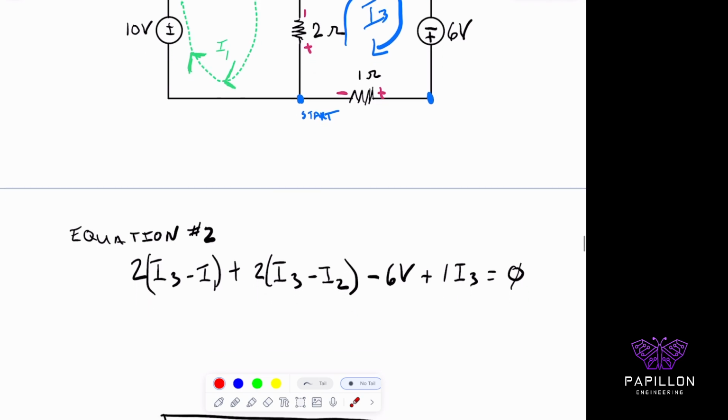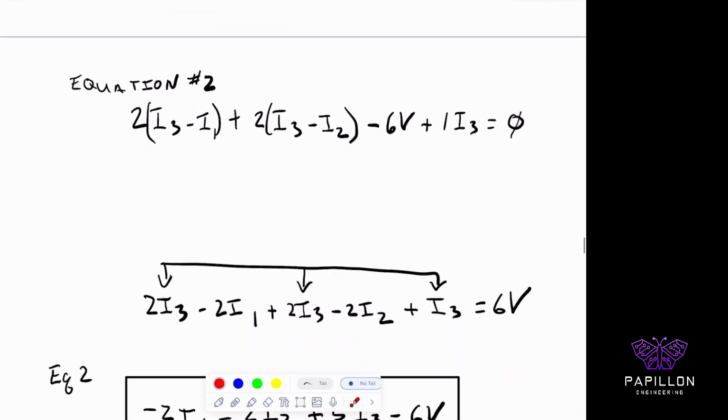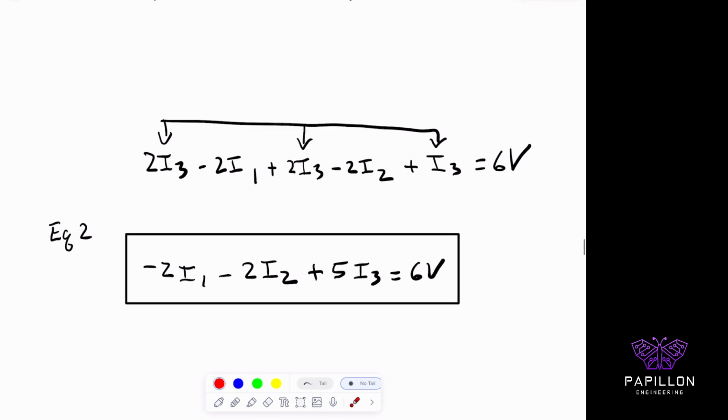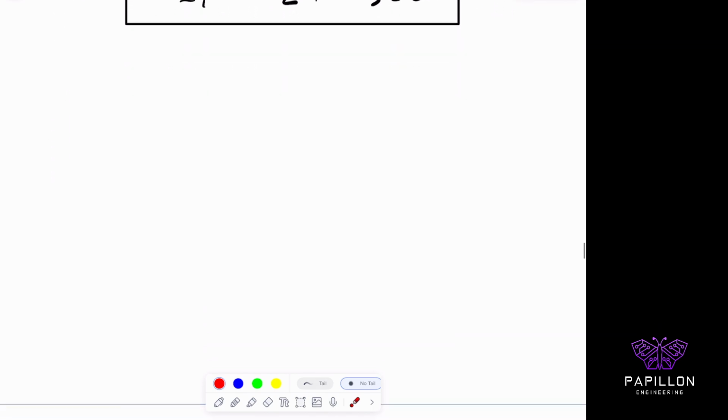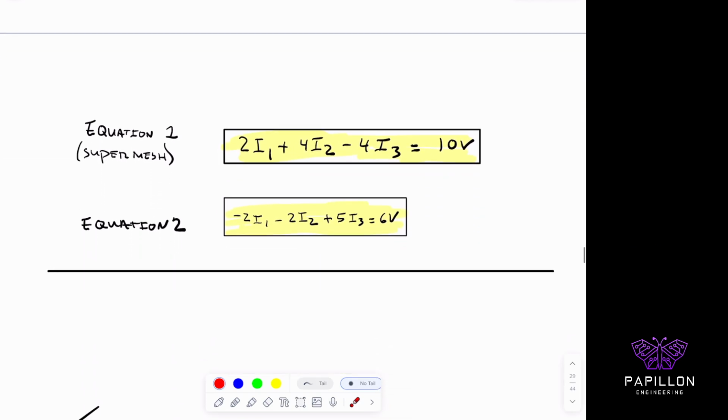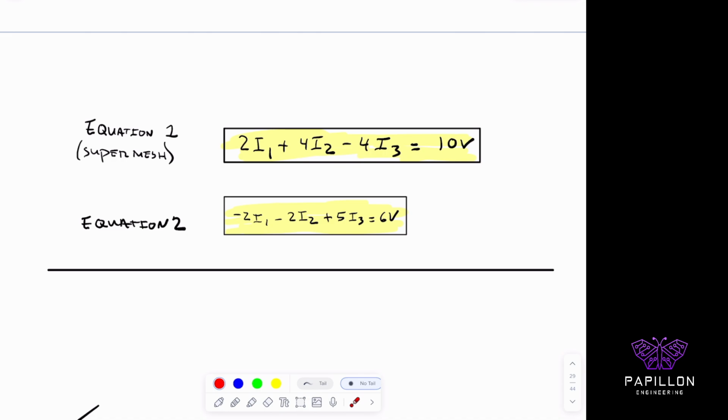I distribute what we have out. So I'm going to distribute this. You can see here how it looks if we distribute out. But more importantly, we're going to end up with this simplified variation of the problem. Then you have 2 equations, a supermesh equation and our equation number 2. And we have the same issue we had earlier. We're going to have 2 equations and 3 unknowns.